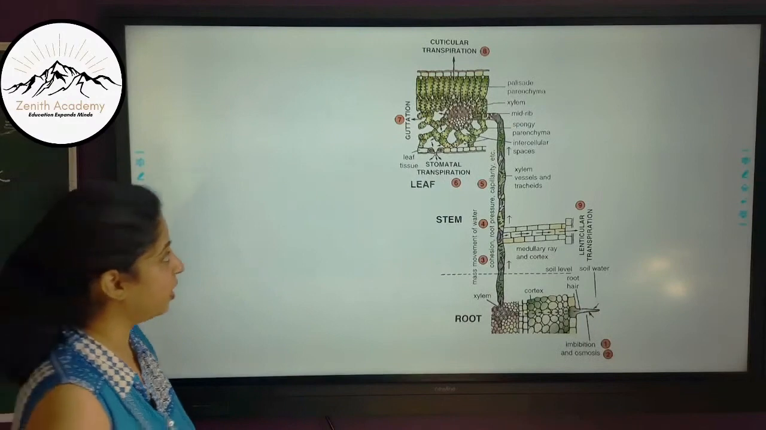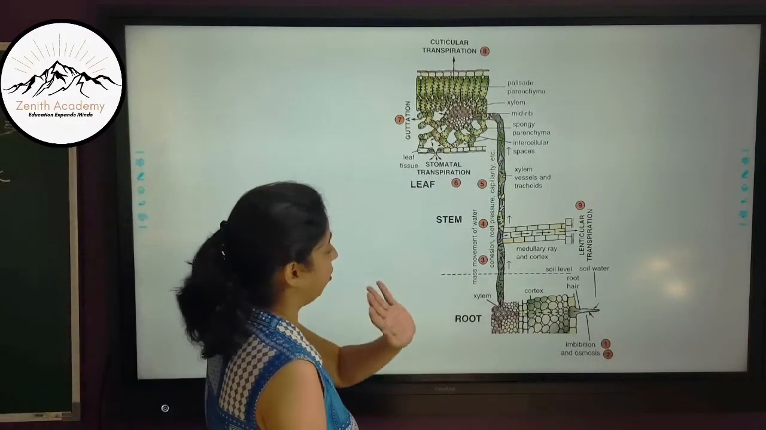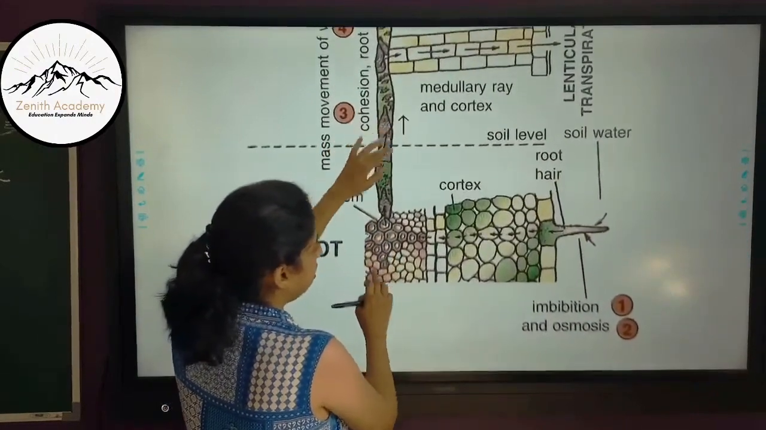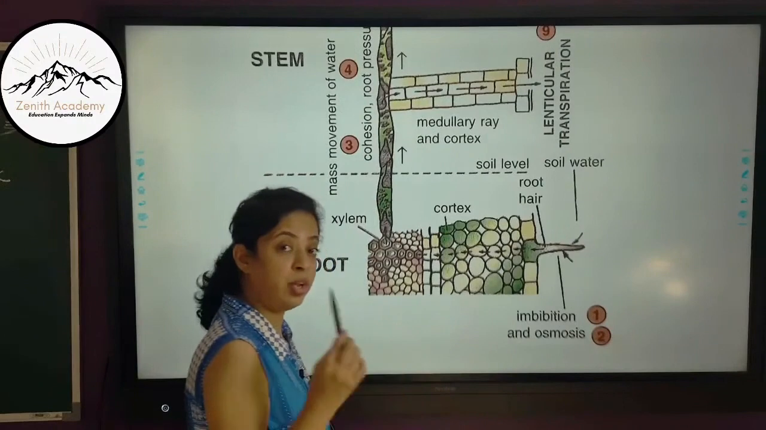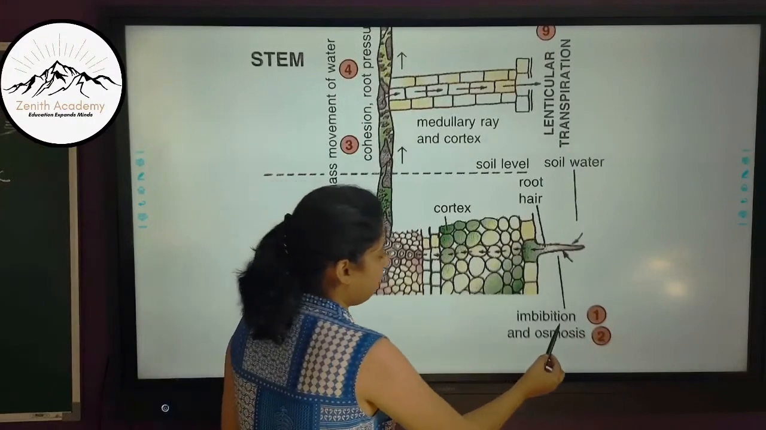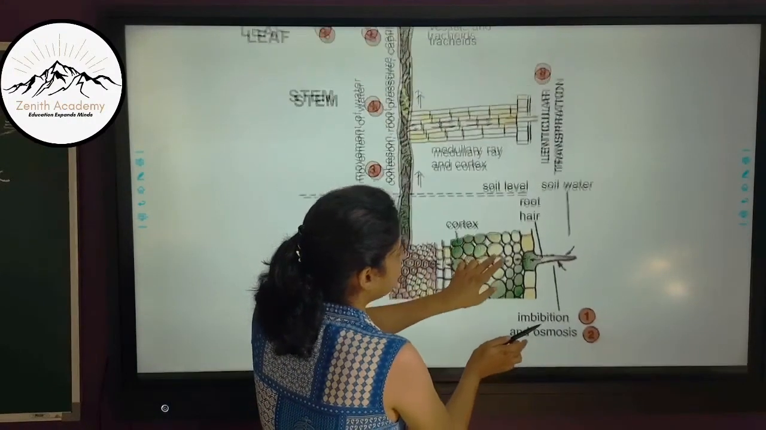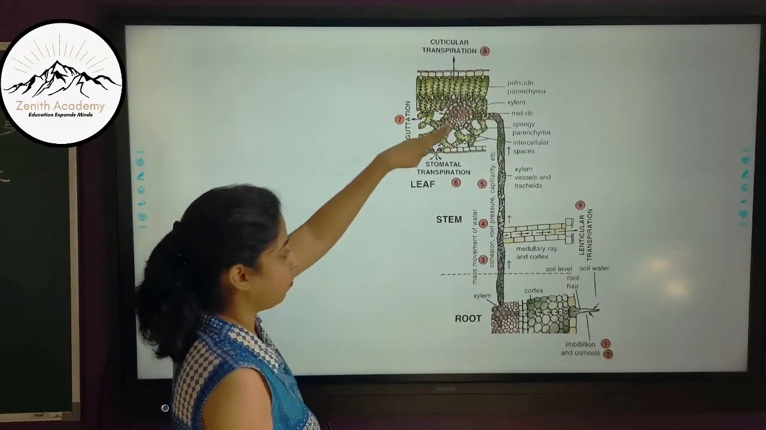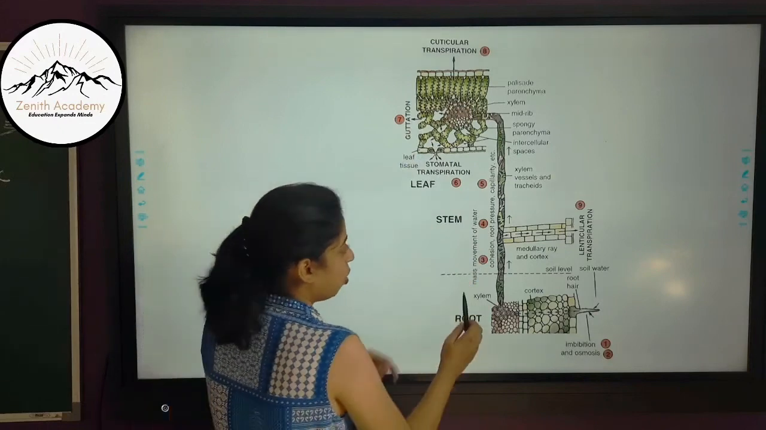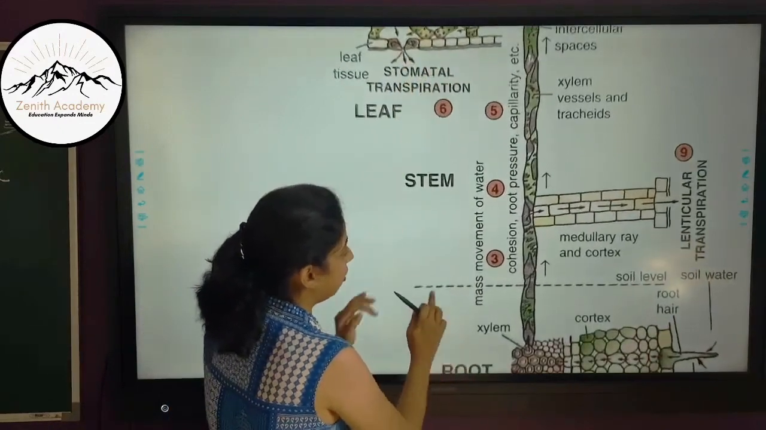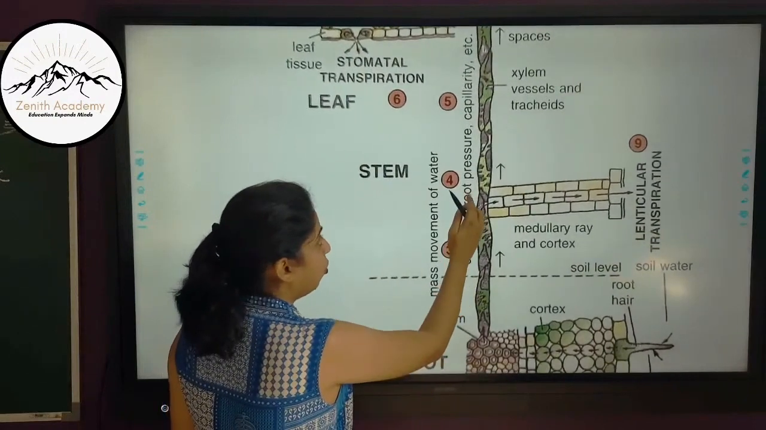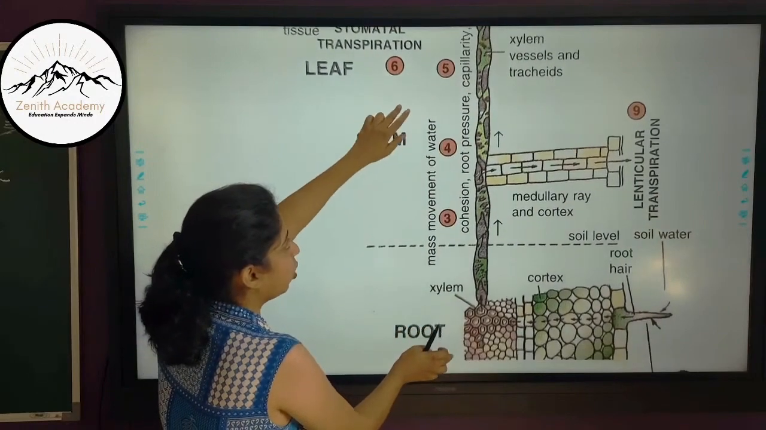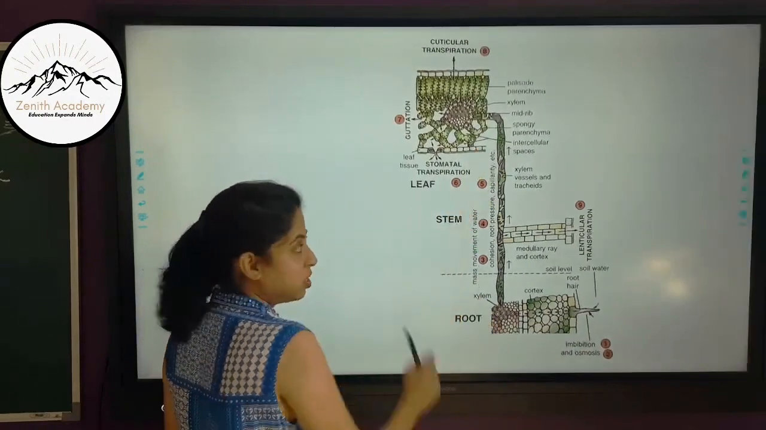So now let's revise. This is the whole phenomenon from our last chapter where we did absorption by roots. In roots, which are the two phenomena taking place? Imbibition and osmosis, through which the water enters the root hair. Now how does it travel in the stem? Because of these three processes, I'll enlarge it for you: cohesion, root pressure and capillary action. Because of these three actions, the water travels in the stem.